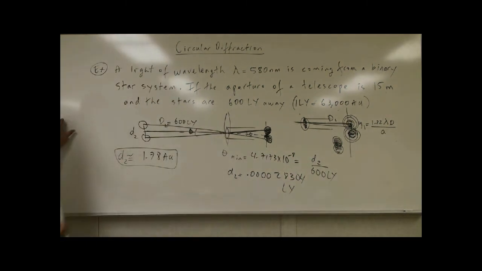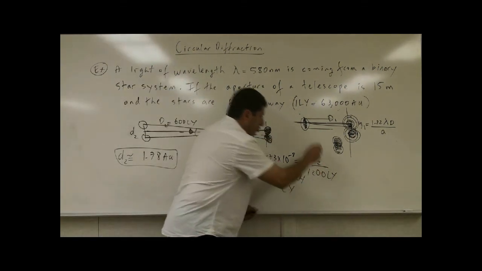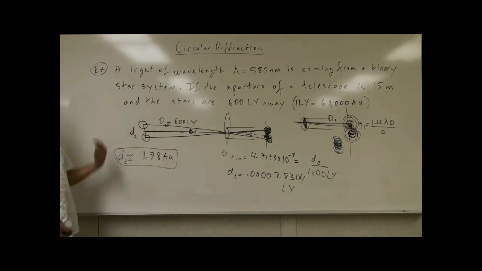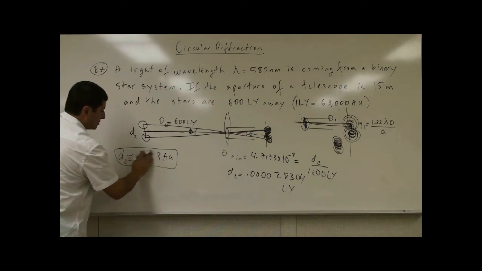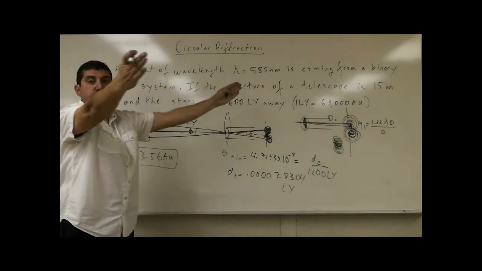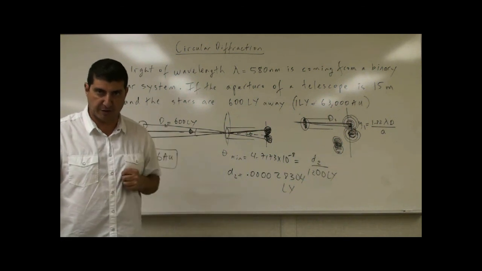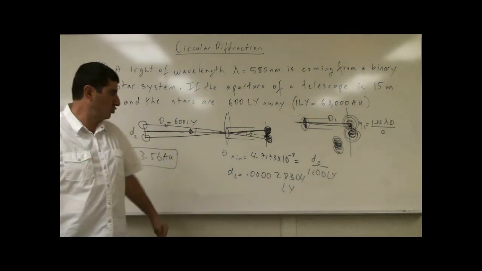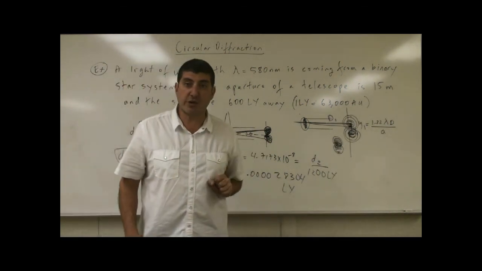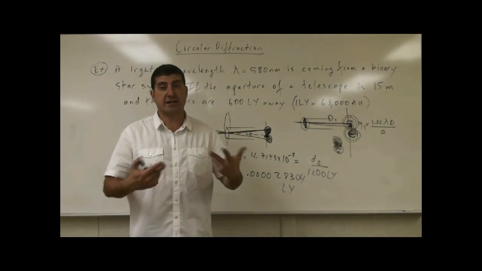If they were farther away, what would happen? Let's say they were 1,200 light years away from us. Well, then they would have to be twice as far apart, 3.56 AU. If they're twice as far away, they would have to be twice as far apart from each other in order for us to distinguish them apart, okay? So you can see how to use this concept now. Now you know how to apply this circular diffraction equation to such things as astronomical viewing and telescopes, okay?